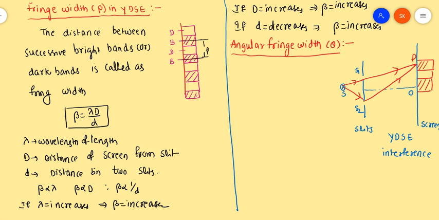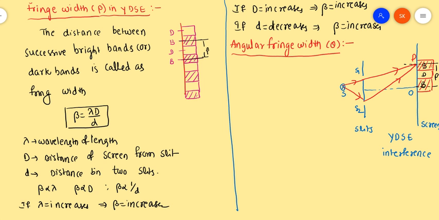This is the bright band. This is also a bright band, and in the middle, the dark band is there. Okay, you see here very carefully. This is the bright band, this is the dark, this is the bright. And now this is beta, right? This is beta.